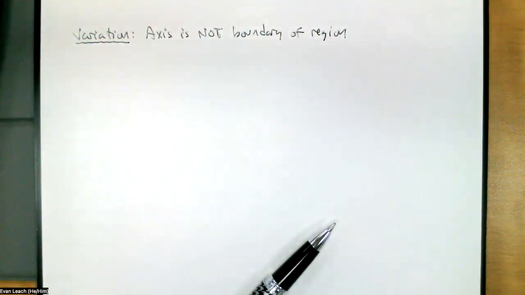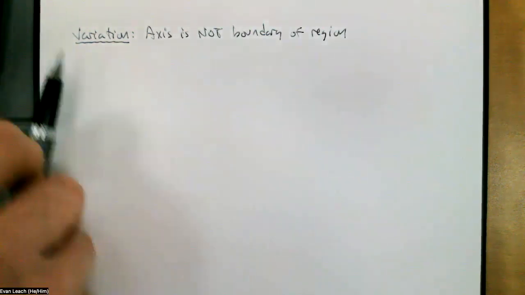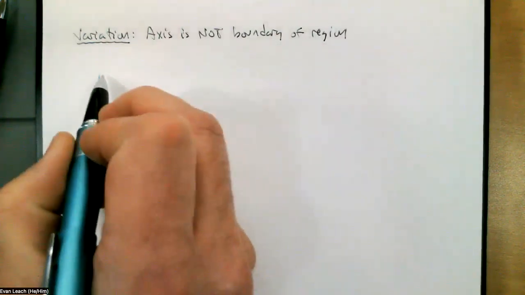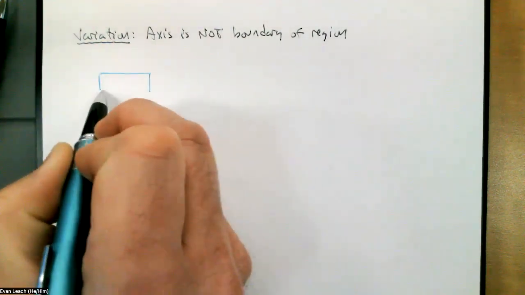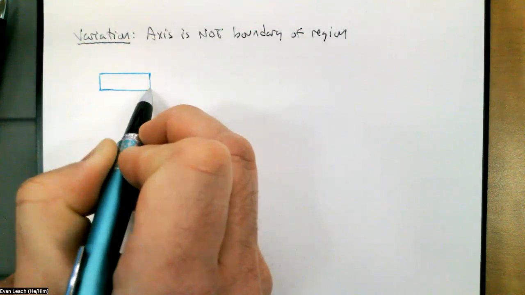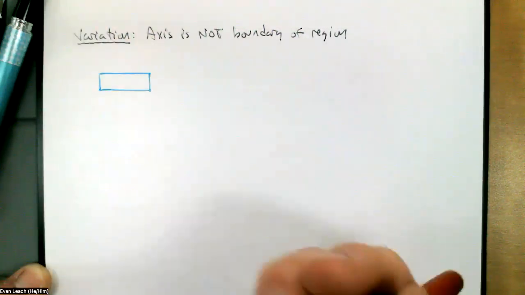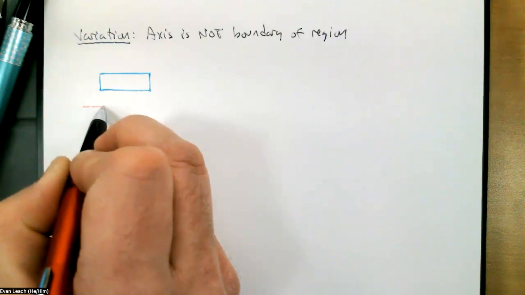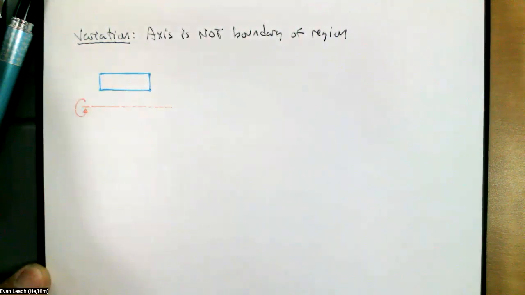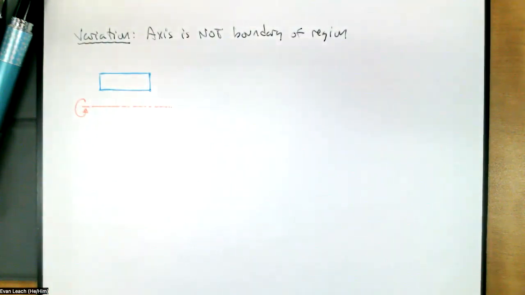So a variation on this theme is that the axis is not a boundary of the region. I'm going to do this in the simplest case, where we have this rectangular solid or rectangular region. And our axis of rotation is disconnected. It's not a boundary of the region. So we've got this gap between the region and the axis of rotation.